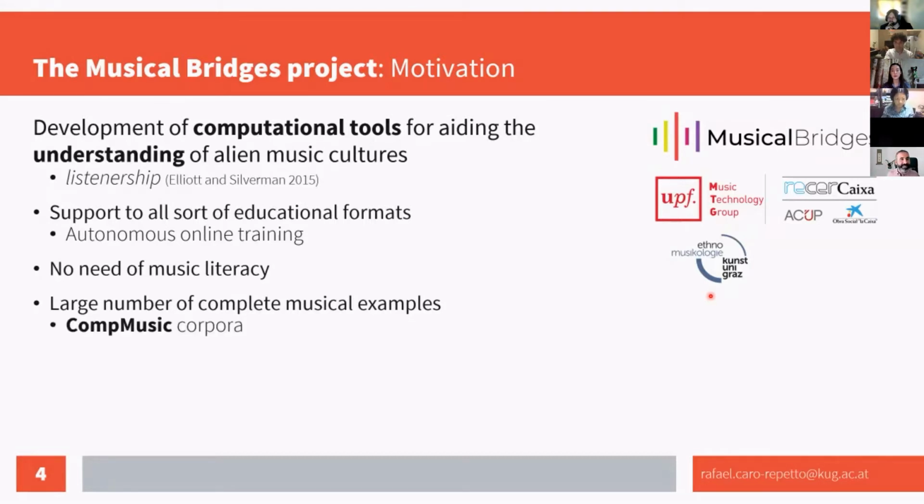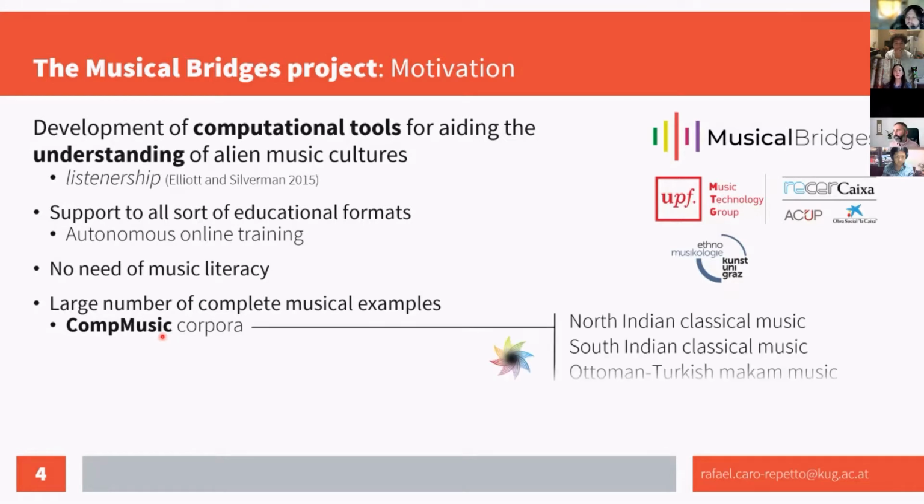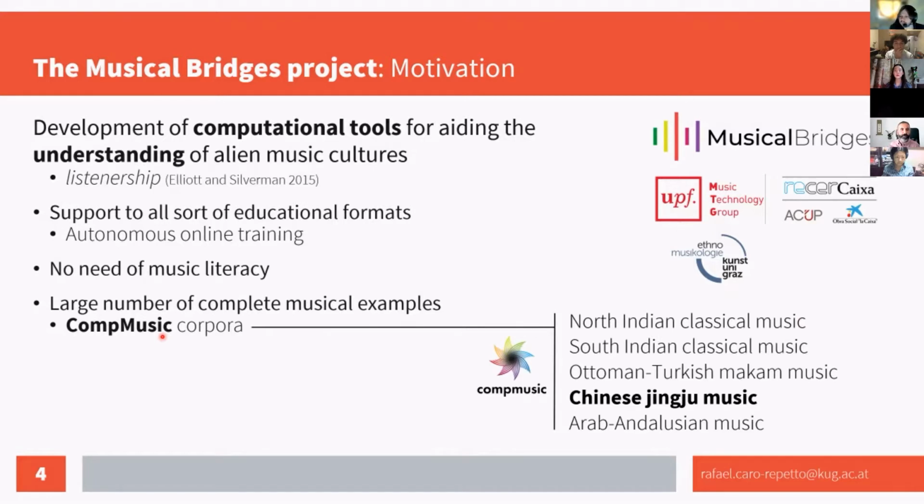For that we need data, and luckily there is an available corpus from the CompMusic project, which was carried out also in the Music Technology Group. This project researched five music traditions, including Chinese jingju music, and this is the corpus I'm going to be using for this particular tool. In fact, these are the five music traditions that we're also using in the Musical Bridges project because we already have the data, basically.